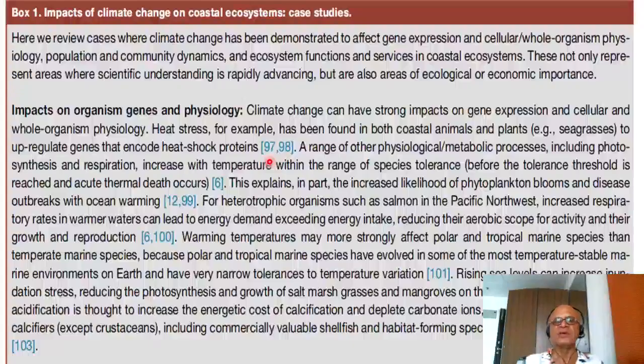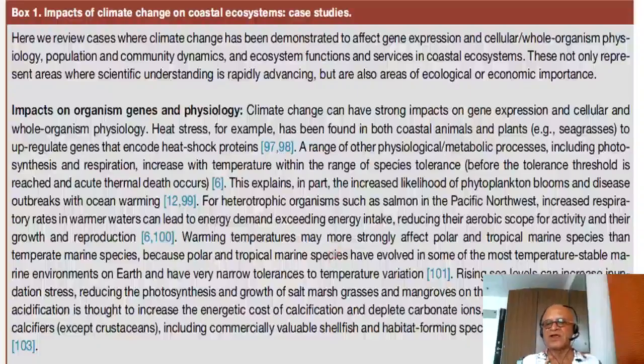These terminologies are used by biologists and ecologists in different ways. A range of other physiological metabolic processes, including photosynthesis and respiration, increase with temperature within the range of species tolerance before the tolerance threshold is reached and acute thermal deaths occur. This explains in part the increased likelihood of phytoplankton blooms and disease outbreaks with ocean warming. For heterotrophic organisms such as salmon in the Pacific Northwest, increased respiratory rates in warmer waters can lead to energy demand exceeding energy intake, reducing their aerobic scope for activity and their growth and reproduction. So we are going from environmental parameters into physiological changes and response of the species that can keep up or may end up harming the species, like in the case of salmon.